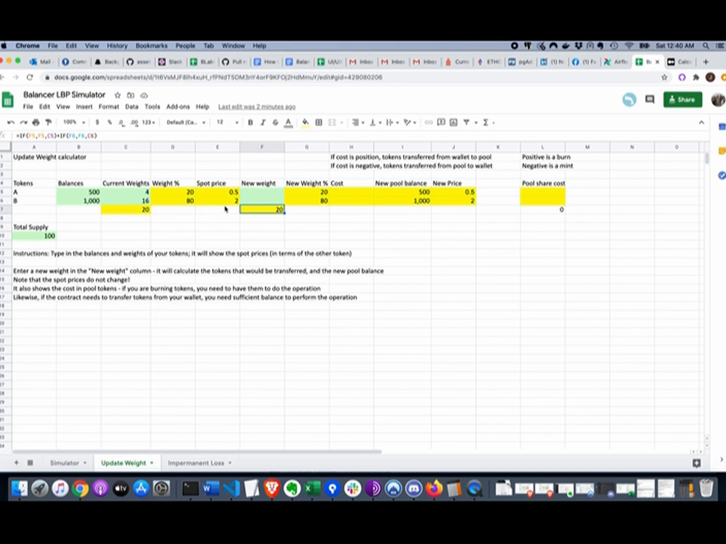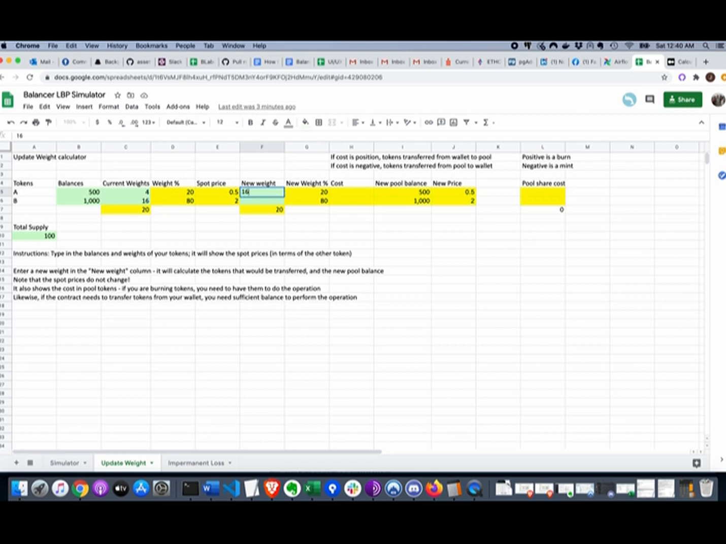Let's say we want to flip the weights and make it 80-20 in favor of A instead of B. To do that, we have to call update weight twice. The order doesn't generally matter, though you have to be careful that the total never exceeds the max. If it did, you just have to lower one before you raise the other. So we're going to flip the denormalized weights from 4 and 16 to 16 and 4. So starting with token A, let's put in a new weight of 16.